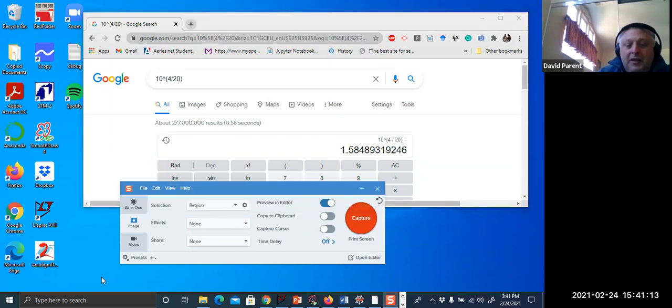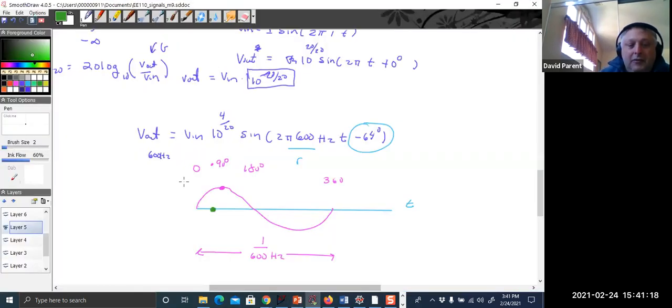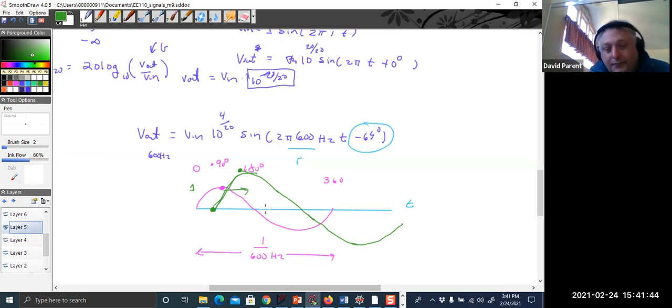So the gain is 1.58. So if this is 1, right, 1.58 would be kind of up here. And now this is, I do struggle with trying to draw delayed sine waves. All right. So the gain is bigger than 1 and it's shifted. If you were to plot that out, you'd have to change that into radians, right?